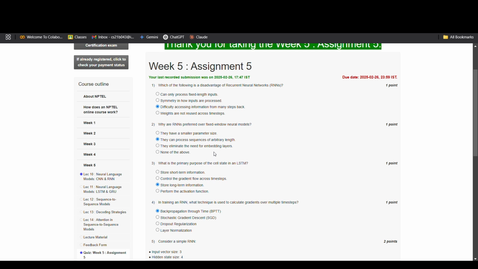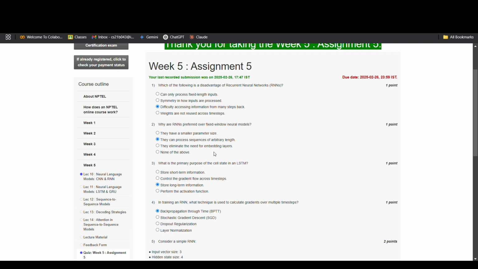Okay, I see the first 4 questions of your assignment. Let's start with the first question. It asks, which of the following is a disadvantage of recurrent neural networks? Your answer is difficulty accessing information from many steps back, which is correct. This is a known problem of RNNs because they struggle to retain information from very distant steps in the sequence, which is also known as the vanishing gradient problem.